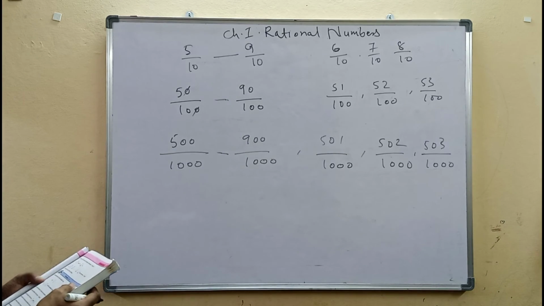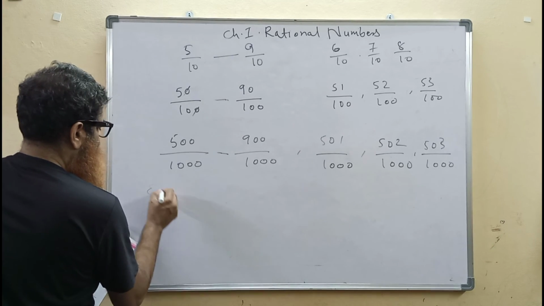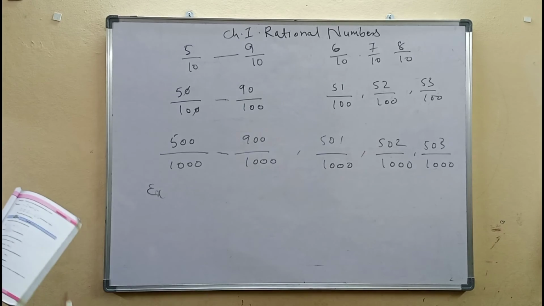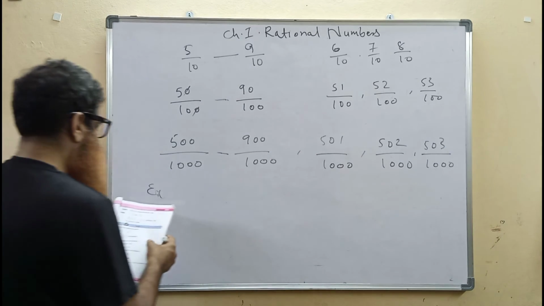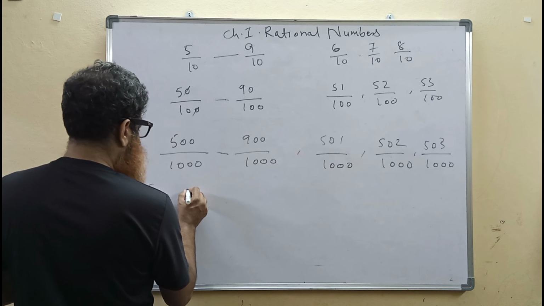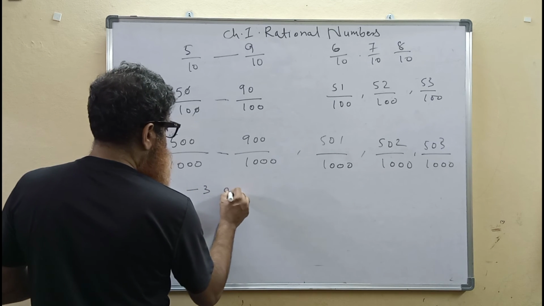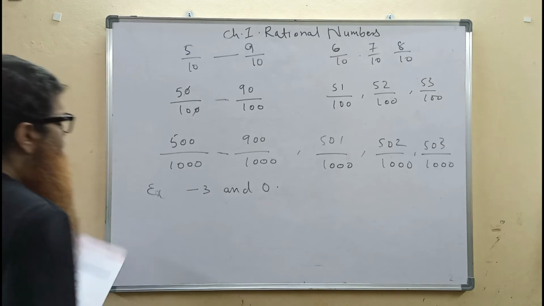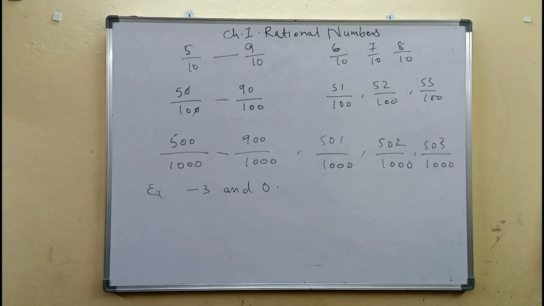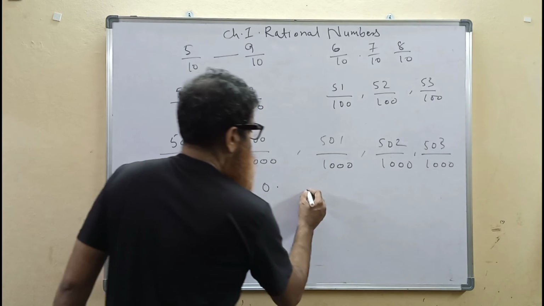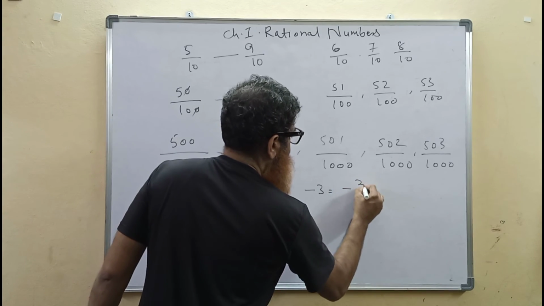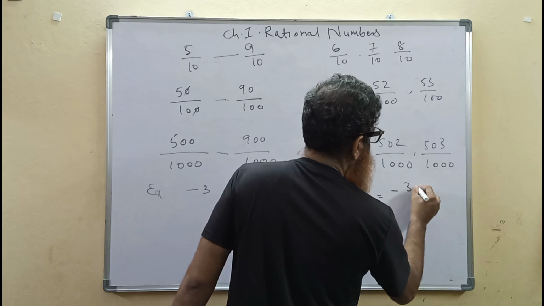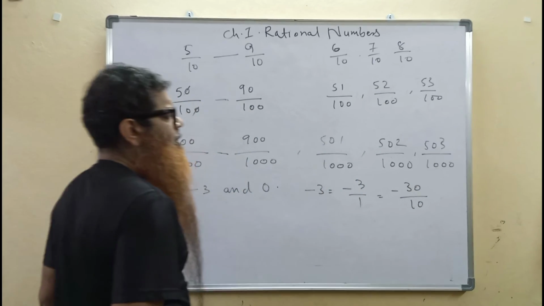Now turning to page number 25, we have another example here. Write any 5 rational numbers between -3 and 0. We know -2 and -1 are integers, but we need to find rational numbers. -3 is equal to -3 by 1 or -30 by 10.